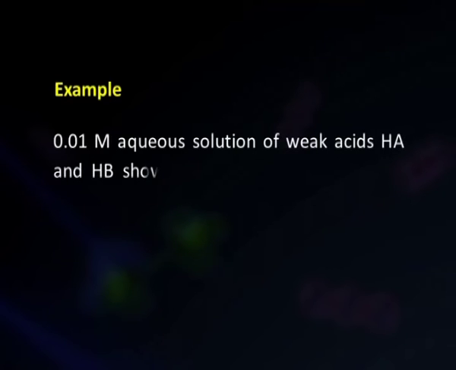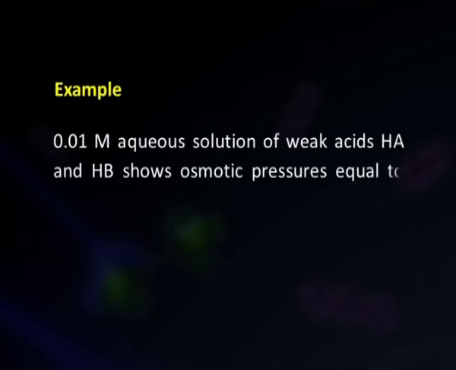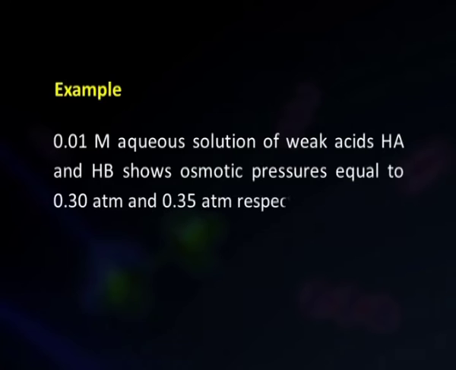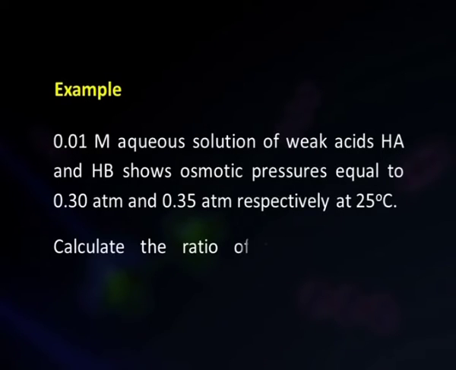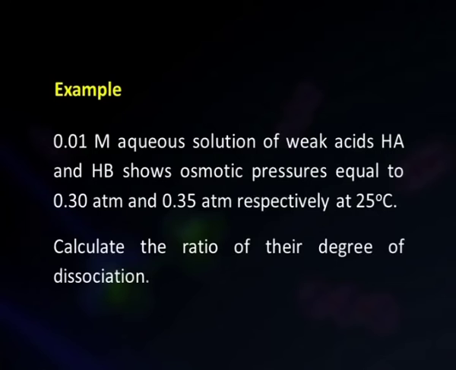If the osmotic pressures of two different electrolytic solutions are given, we can calculate the ratio of their degrees of dissociation. Let us have an example. 0.01 molar aqueous solutions of weak acids HA and HB show osmotic pressures equal to 0.30 atmosphere and 0.35 atmospheres respectively at 25 degrees Celsius. Calculate the ratio of their degrees of dissociation.